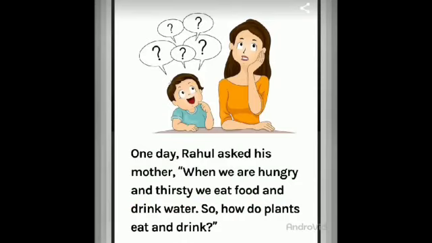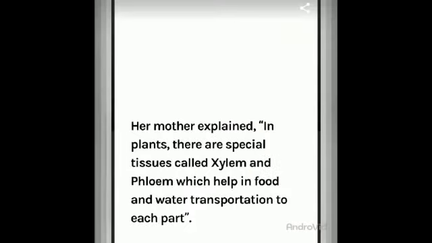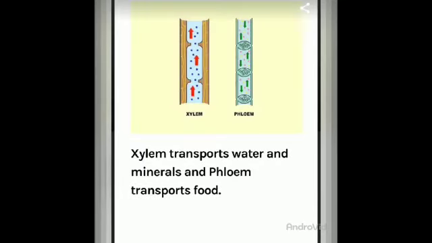story. One day Rahul asked his mother, when we are hungry and thirsty we eat food and drink water. So how do plants eat and drink? Her mother explained, in plants there are special tissues called xylem and phloem which help in food and water transportation to each part. Let's see the xylem. Xylem transports water and minerals and phloem transports food.